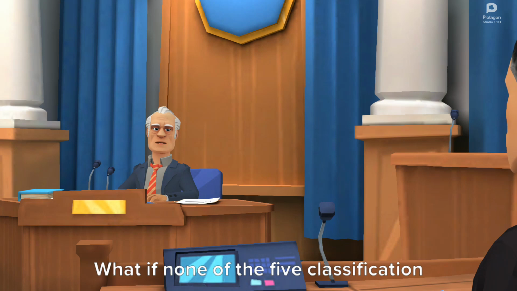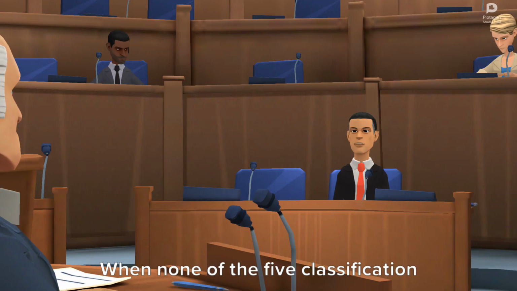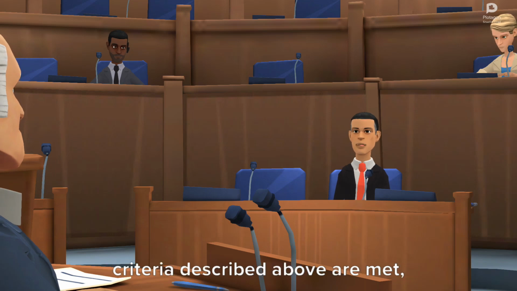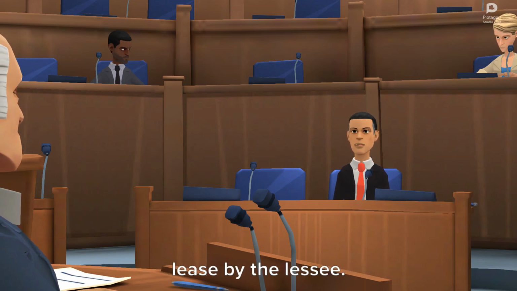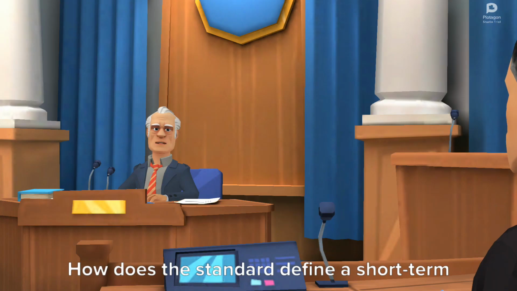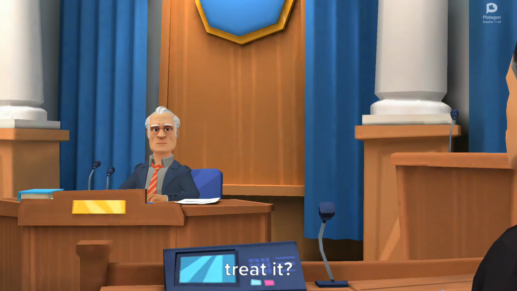What if none of the 5 classification criteria described above are met? When none of the 5 classification criteria described above are met, the lease is classified as an operating lease by the lessee. How does the standard define a short-term lease? And how does the accounting policy treat it?